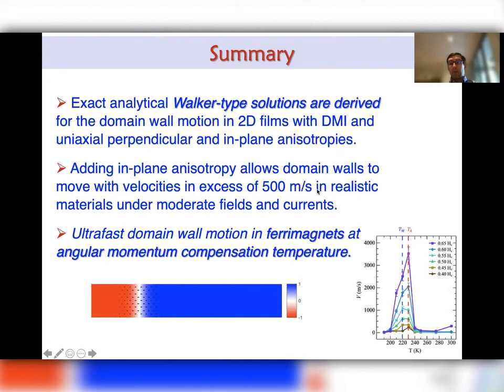And also what I showed you today is that one can get even higher velocities, higher than 3 kilometers per second, and those can be achieved in ferrimagnetic insulators. They are achieved at the angular momentum compensation temperature. All right, so with this, thank you for your attention.